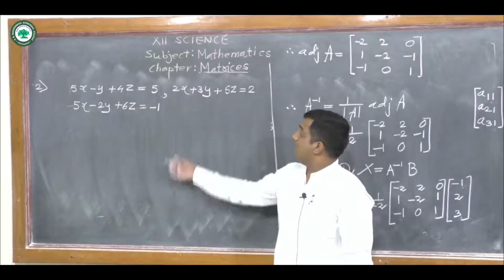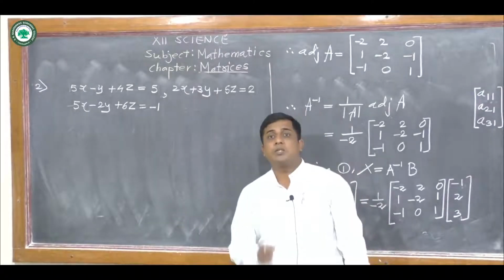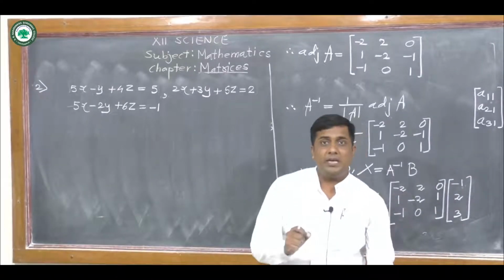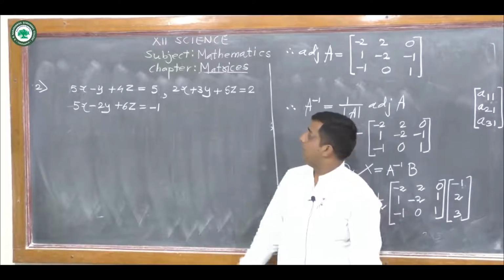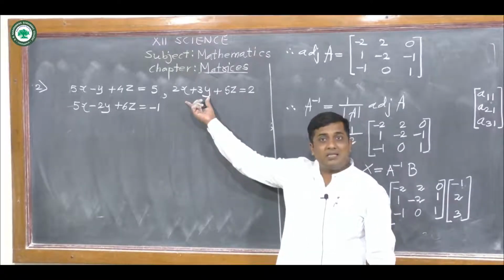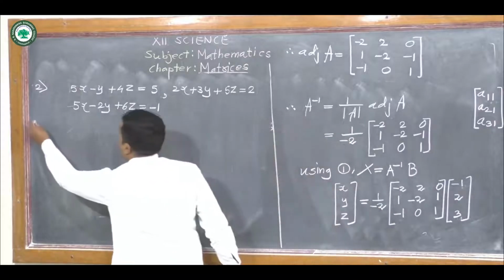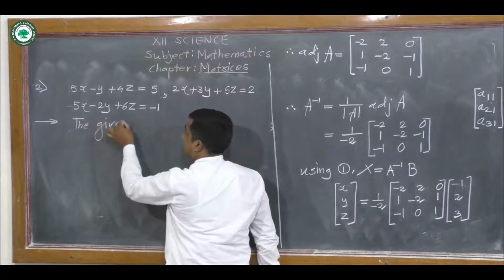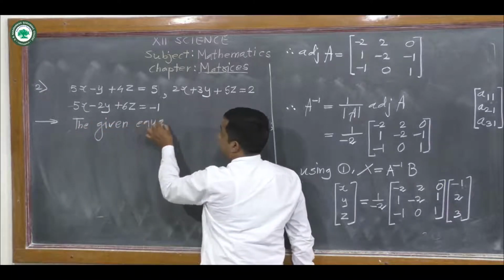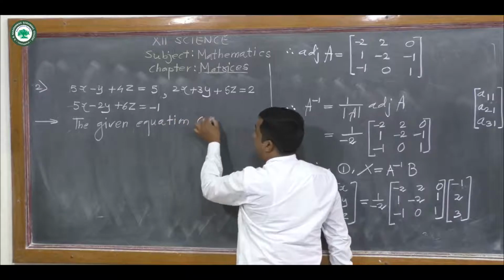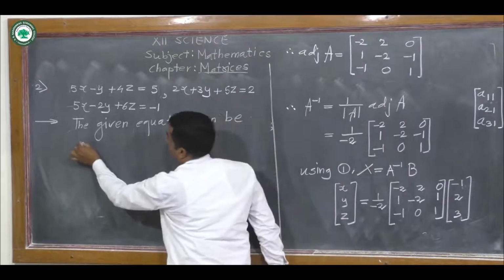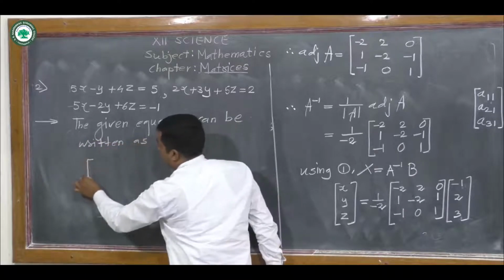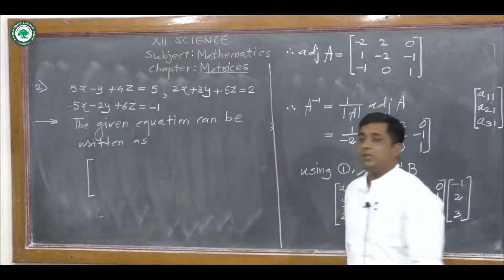Again, by using the inversion method, we have to find the solution of the given equations. That is, by using the matrices, we have to find here x, y and z. Okay, so here the given equation can be written as, here in the first matrix we consider coefficients of the variables.